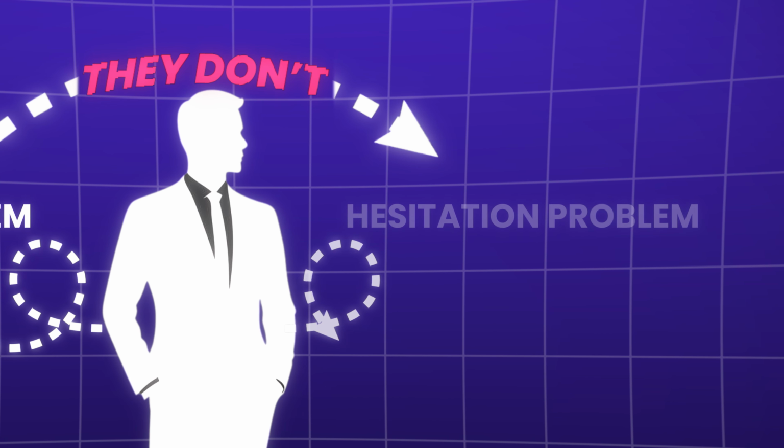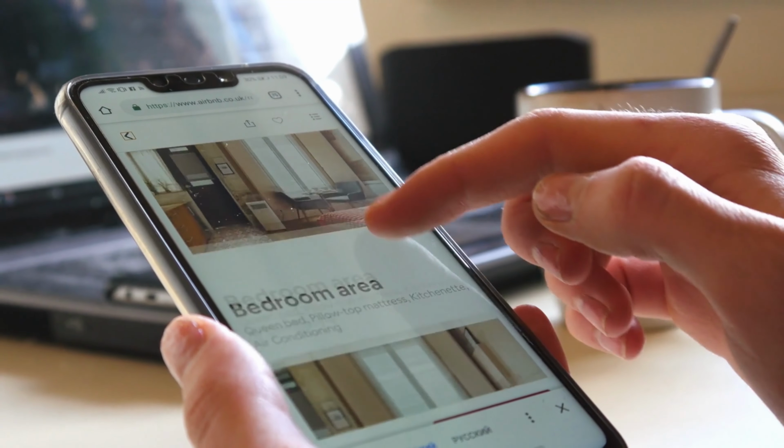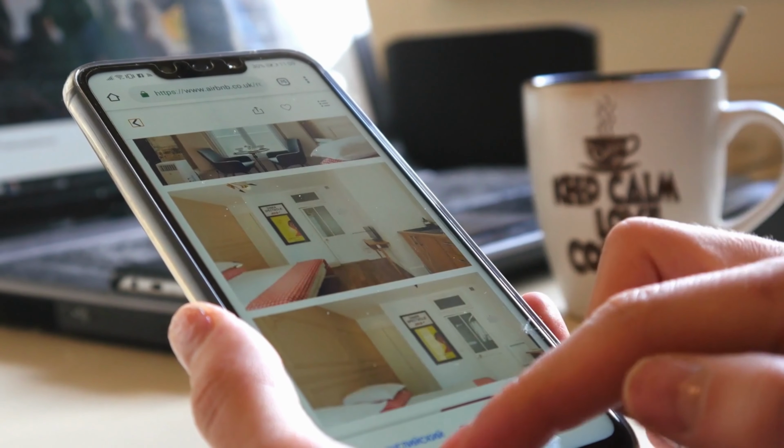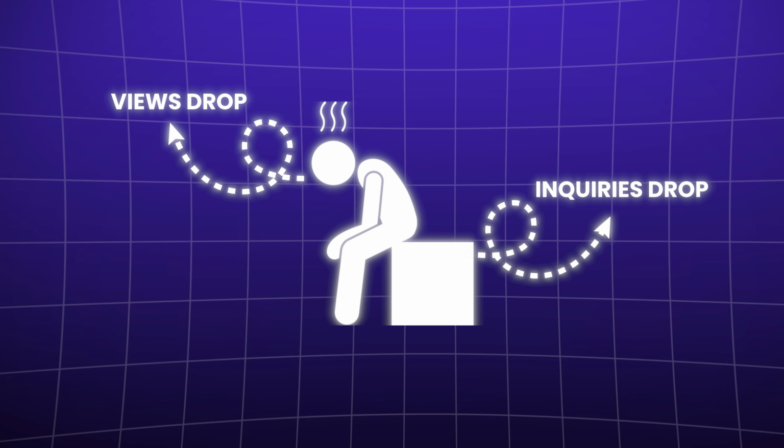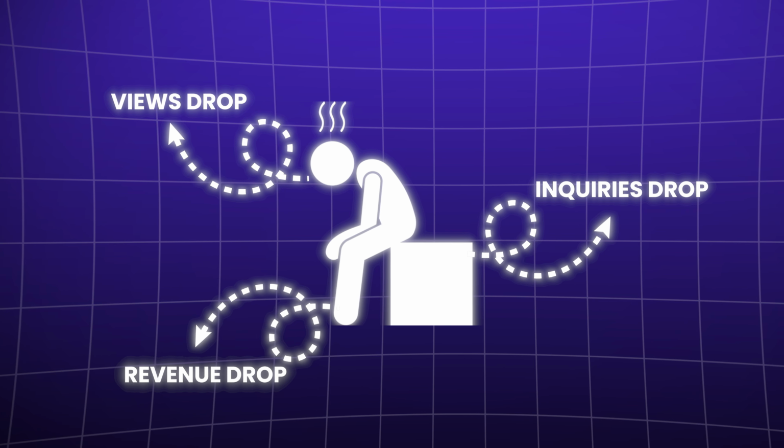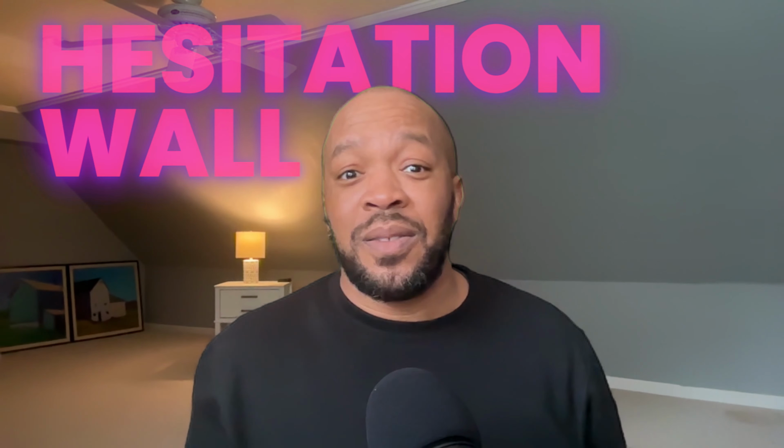They don't. They have a hesitation problem. And y'all, a guest clicks your listing and within seconds, something feels unclear, so they leave. And even though you don't see it, Airbnb does. That's because when a guest clicks and leaves without booking, Airbnb reduces how often it shows your listing. And that is when views drop, that is when inquiries drop, and that is when revenue starts to drop. And that invisible gap is what I call the hesitation wall.